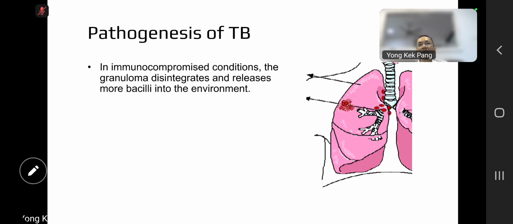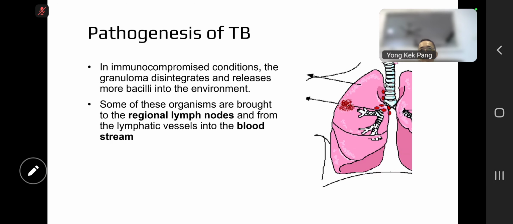All right. But unfortunately, in immunocompromised condition, this does not lead to the next stage of producing a more specific immunity. As a result, the granuloma, the cell cannot last forever. The cell will eventually die, and the granuloma will disintegrate, and this will release more bacilli into the environment.